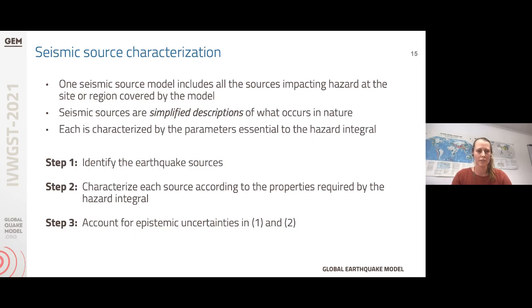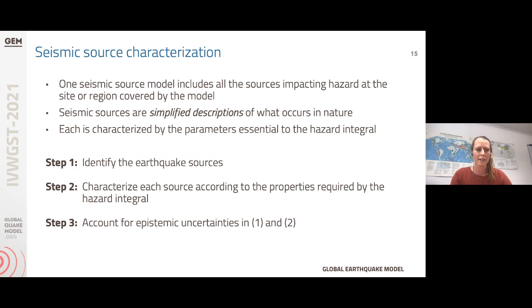To review, one seismic source model is the total of all the sources that might impact the hazard at a site or the region that the model is interested in. And each seismic source is a simplified description of something that occurs in nature. So it's something that can be easily represented using a set of coordinates and parameter values that represents something more complex, such as a fault. Each one of these seismic sources is characterized by the parameters that are necessary to evaluate the hazard integral.